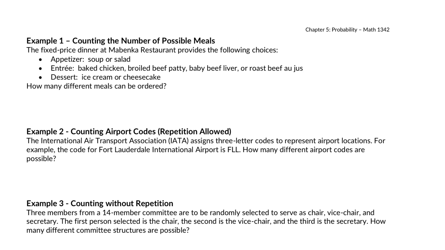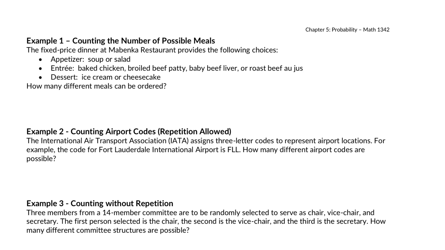Example 1 asks us to figure out how many different meals can be ordered at this particular restaurant. The appetizers that you have option-wise are a soup or a salad. Your entree can be either baked chicken, a beef patty, beef liver, or au jus. And then your dessert can be ice cream or cheesecake. So how many different combinations can we make here? How many different meals can we order? A lot. Here's how we figure this out.